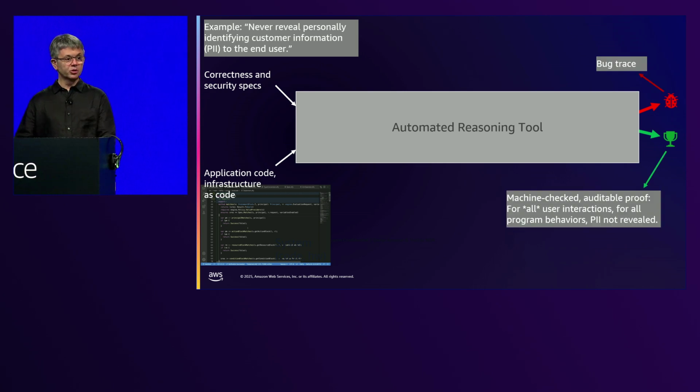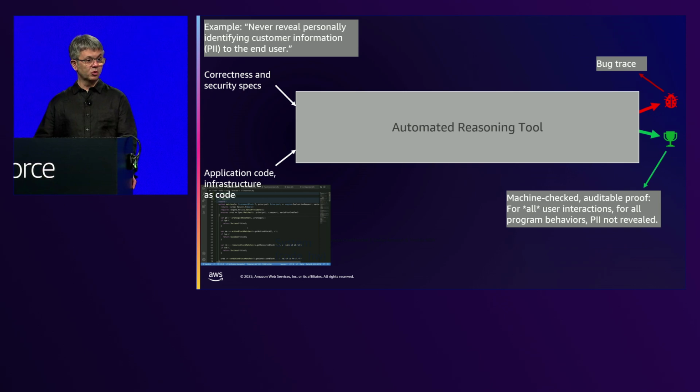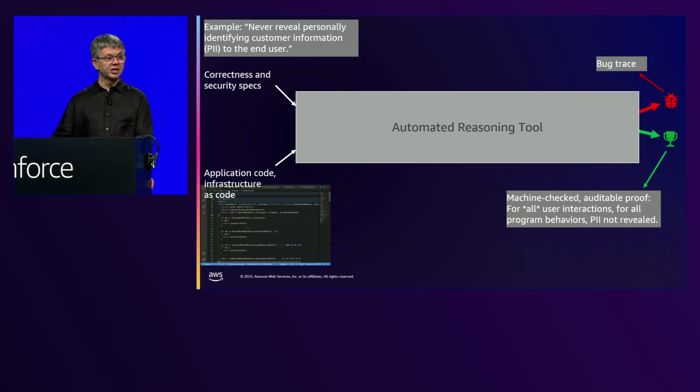The output of these mechanical verification tools is, if your system is indeed correct or secure, a machine-checked, machine-produced, and auditable proof that these properties universally hold. For all user interactions, no matter what path your code goes down, no matter how it behaves, no matter what exceptions might be thrown, they establish mathematically that personally identifying information is not revealed.